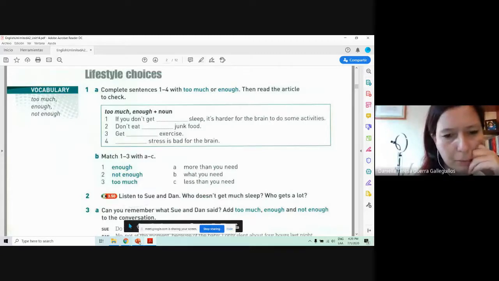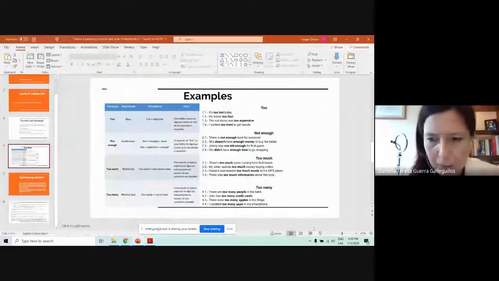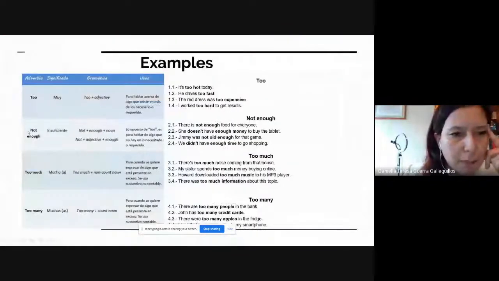No, vamos a volver acá al PowerPoint. Te lo voy a mostrar bien aquí. Vamos a retornar esta parte que era la que estaba grabando antes. Mira, fíjate en enough or not enough. Enough siempre se va a poner antes de un sustantivo. Un sustantivo es una cosa o lugar.